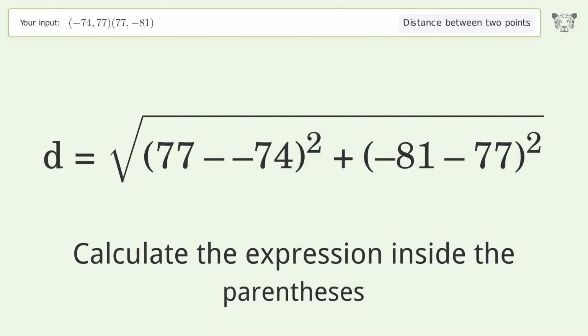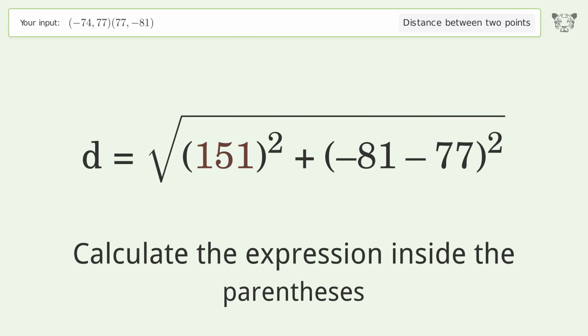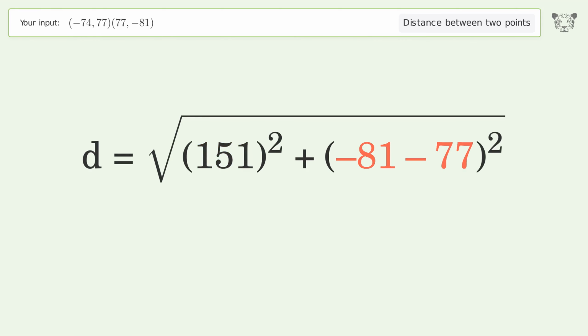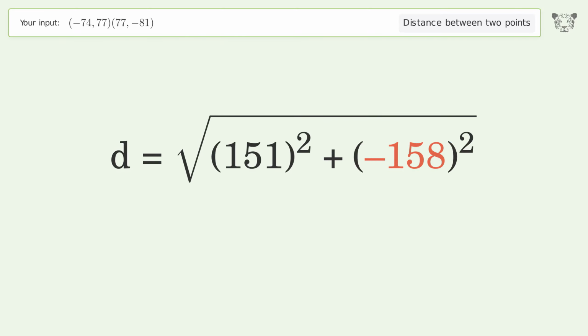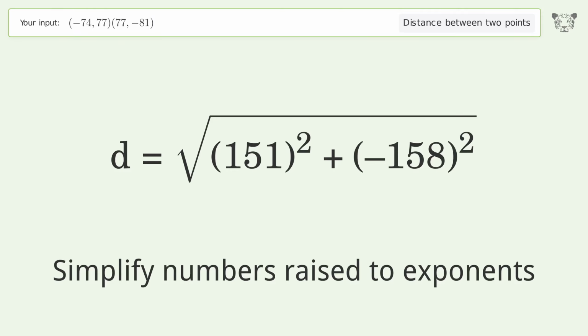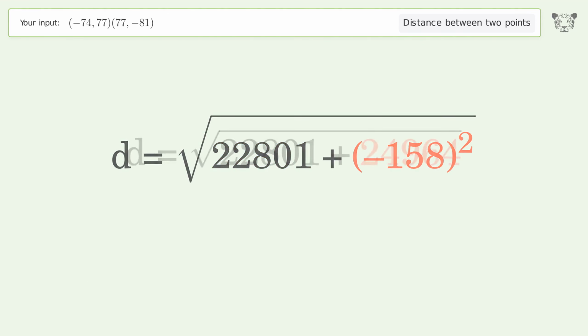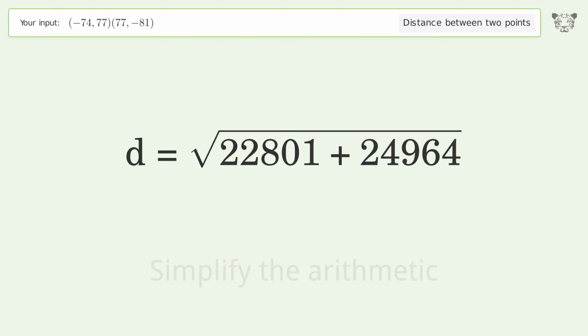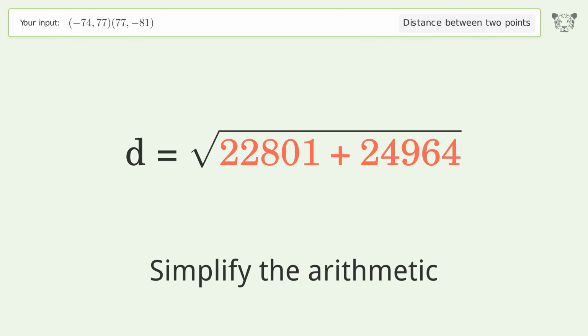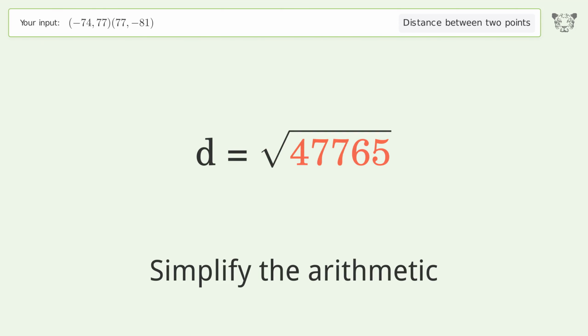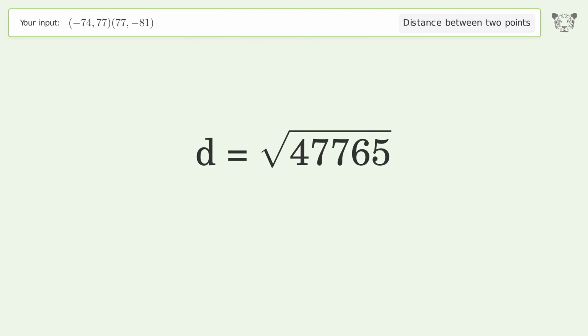Calculate the expression inside the parentheses. Simplify numbers raised to exponents. Simplify the arithmetic. And so the distance between the 2 points is the square root of 47,765 or 218.552.